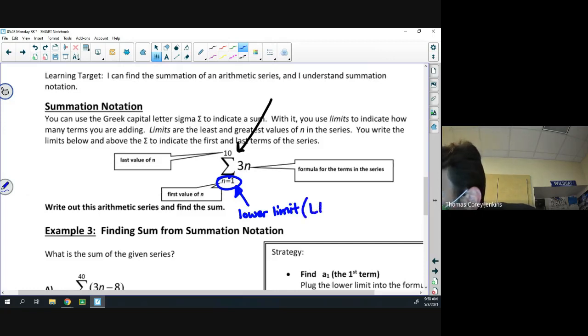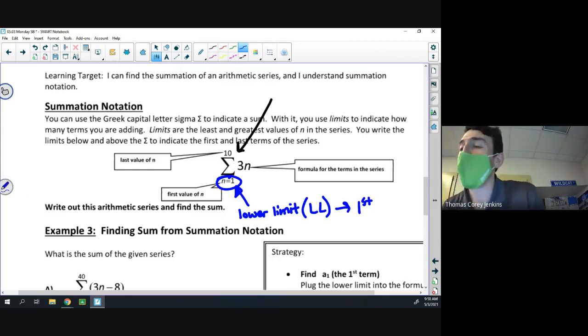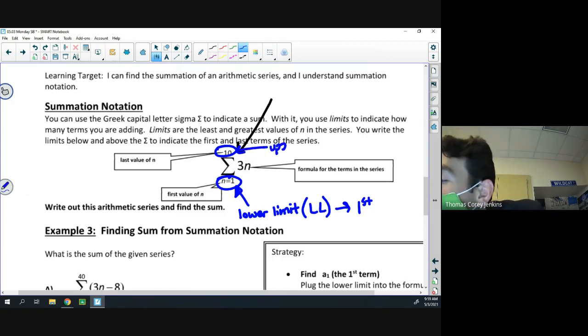Sometimes that's referred to as LL, capital L, capital L, and that just signifies the first term or the starting term. We're starting with the first term in this case. Usually it says n equals 1 at the bottom. It doesn't always have to, but usually you start with the first term. And then that's my upper limit, sometimes referred to as capital U, capital L.